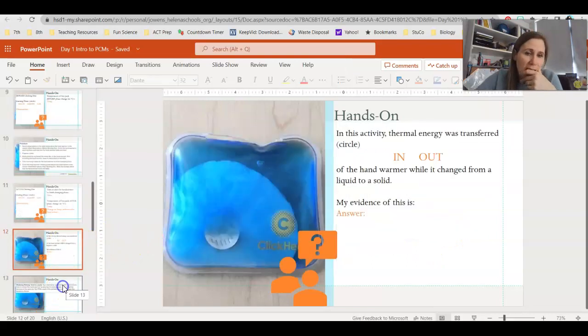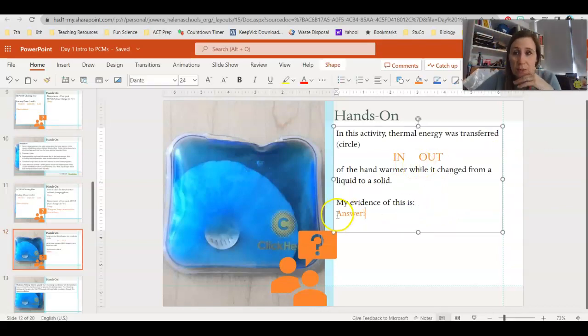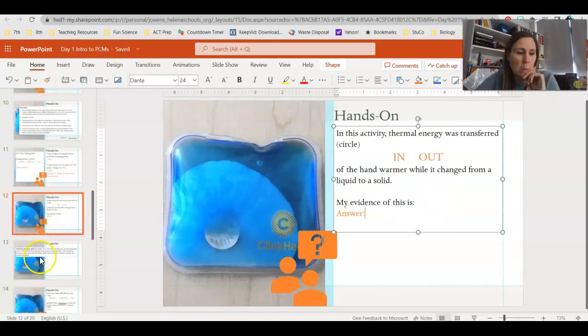Okay. And then finally, in this activity, thermal energy was transferred. You are either going to circle in or out of the hand warmer while it changed from liquid to solid. So again, while it is phase changing, what's happening to the thermal energy? Is it being released into its environment, or are we putting thermal energy into it? Okay, my evidence of this is, so even at home you should have plenty of evidence to explain that.